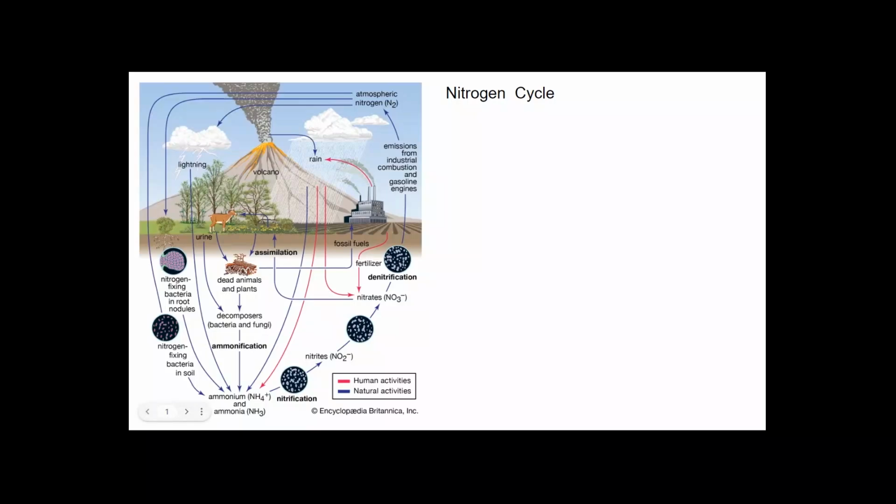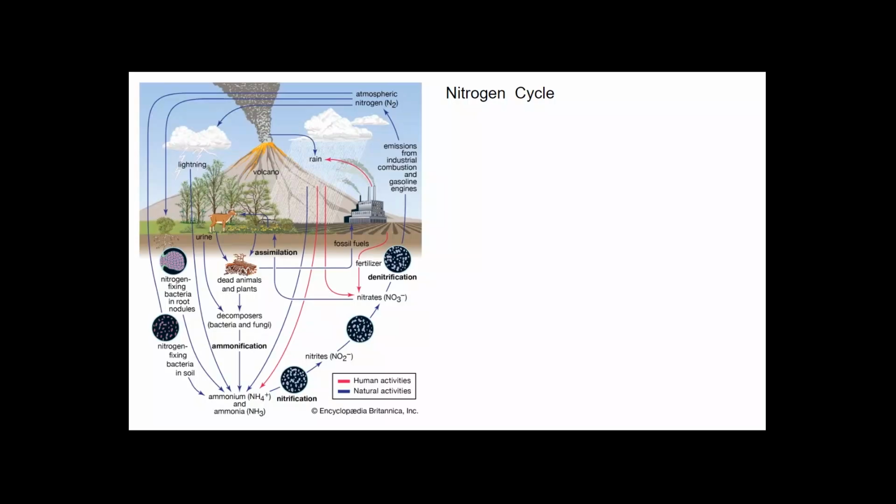Ammonium compounds and ammonia in the soil can be converted into nitrates by nitrification. So the bacteria which cause this process to occur are nitrifying bacteria. Nitrate in the soil can be converted back into nitrogen by denitrifying bacteria.